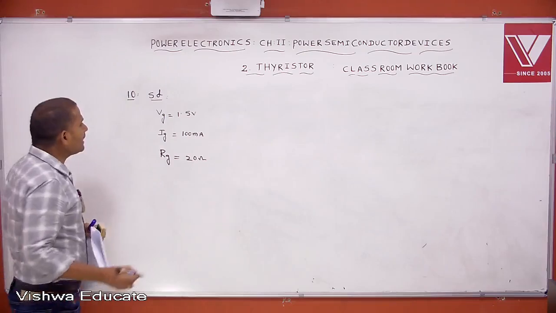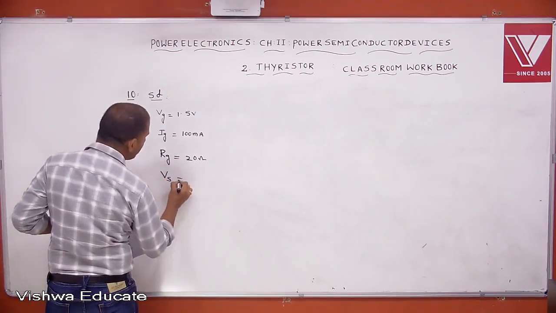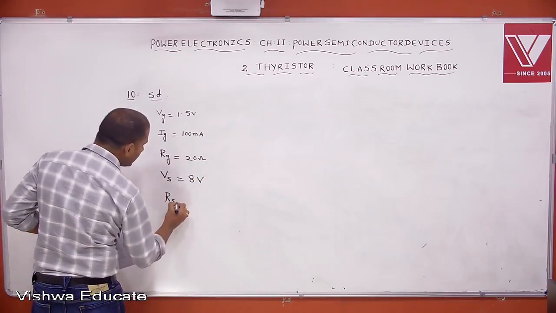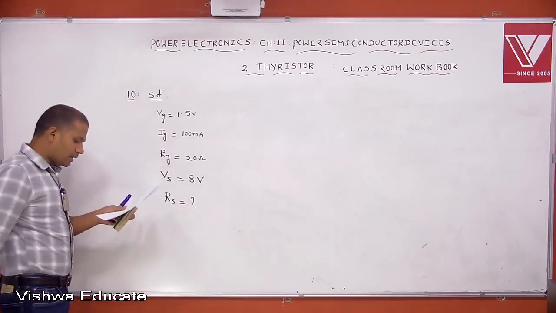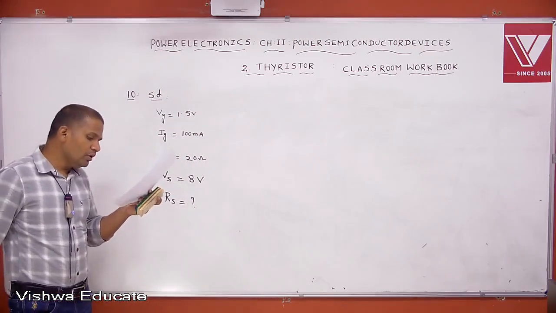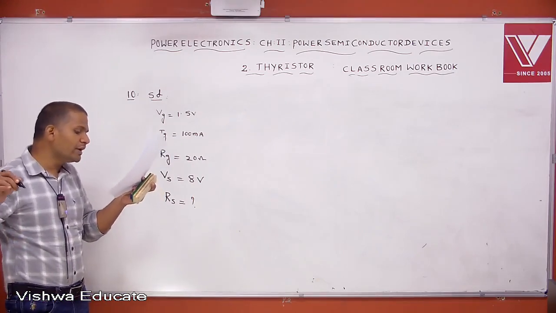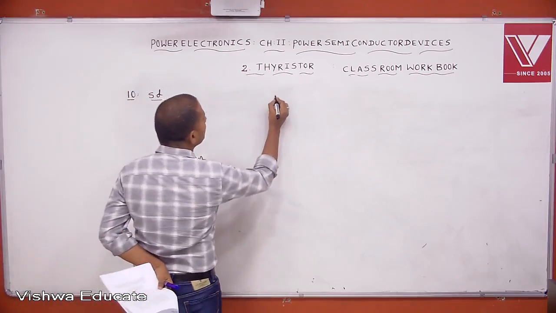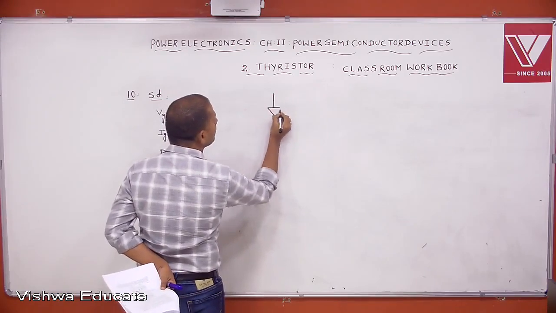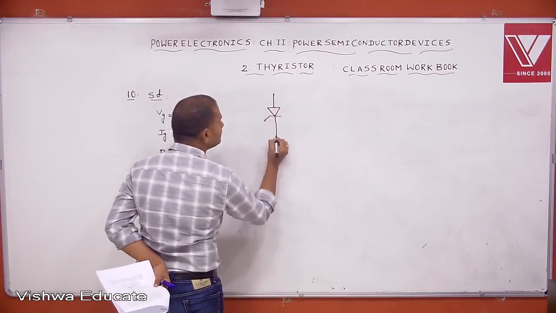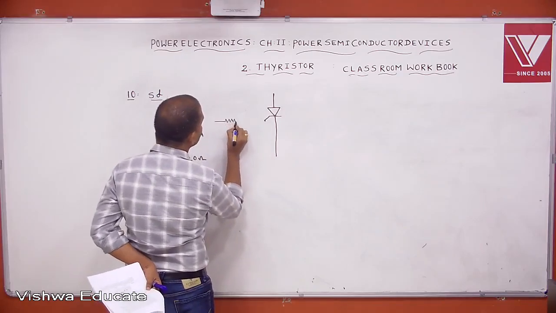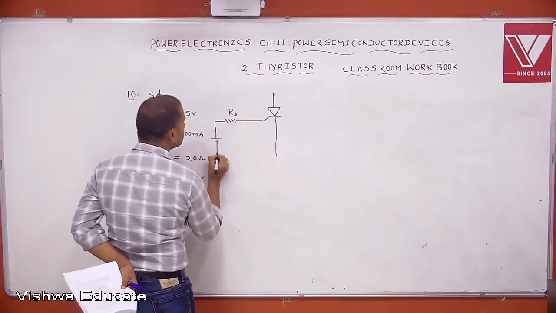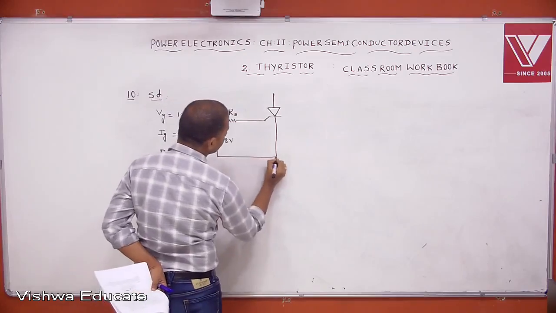The trigger supply voltage is given as 8 volts. Then calculate the gate source resistance for reliable turn on, that is, compute the value of resistance that should be connected in series with the gate circuit. According to the given data, draw the gate trigger circuit. At the gate, the source resistance is Rs. Gate supply voltage is 8 volts.